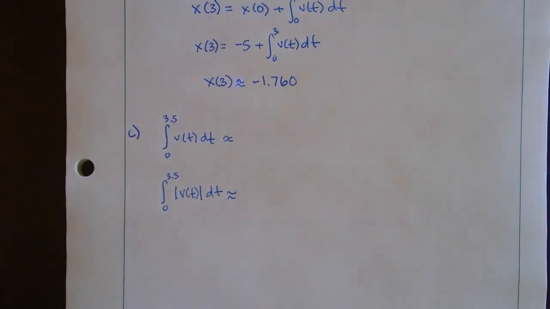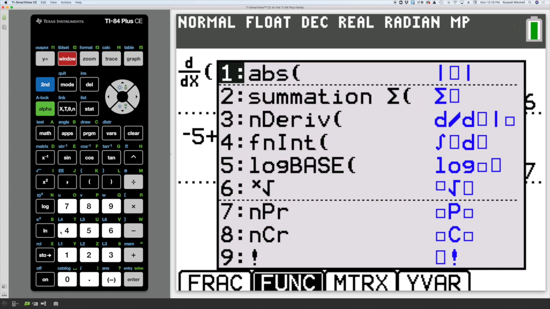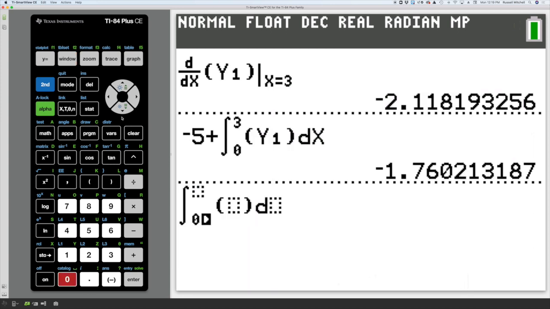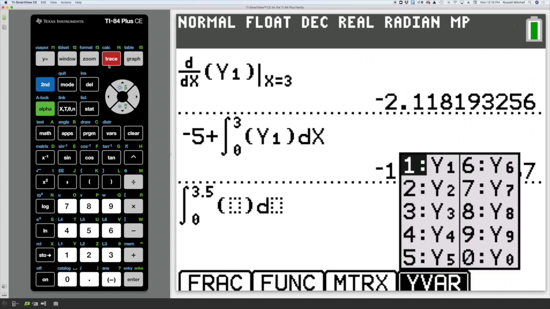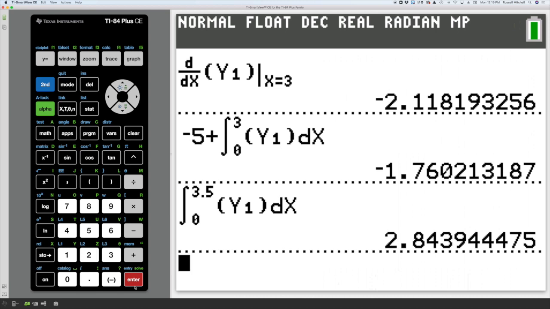All right, so back to the graphing calculator. We want to integrate, so we're going to press alpha window and number 4, and we're going to integrate from 0 to 3.5, and v of t, which we stored as y, so alpha trace number 1, and then dx. And we get 2.844. This is the change in position, which we call displacement when it's a particle moving, and we're using velocity and all that.